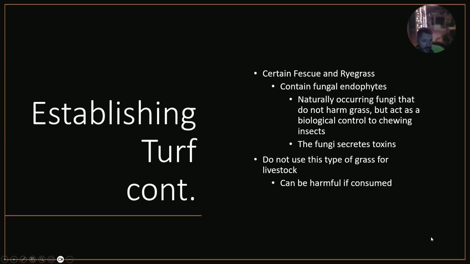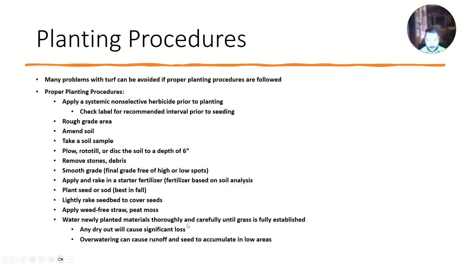So, certain fescue and ryegrasses contain fungal endophytes. They're naturally occurring fungi. It doesn't harm grass, but it acts as a biological control to chewing insects, and the fungi secretes a toxin. But this type of grass should not be used for foraging because it can be harmful and damaging to livestock. So again, we got to be conscious in the grass types that we choose.